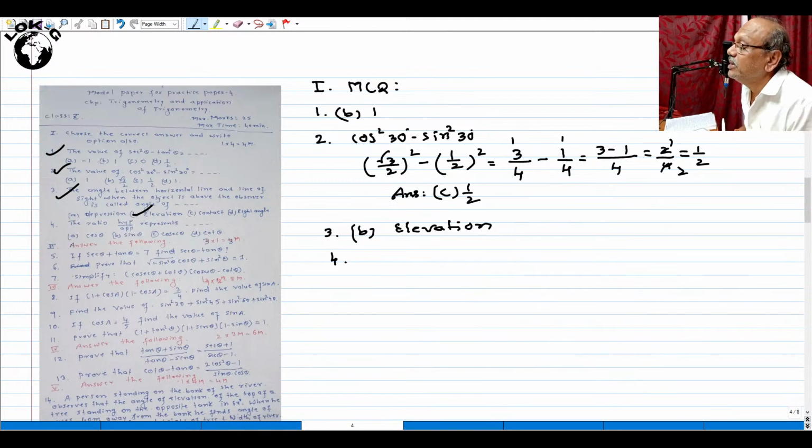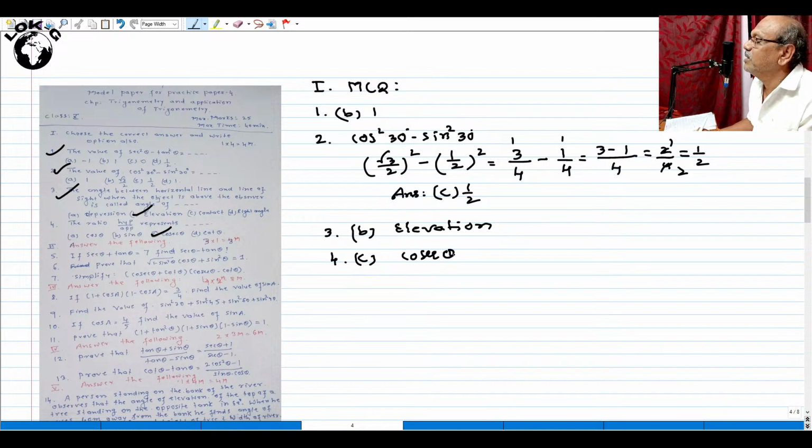Fourth one. The ratio hypotenuse upon opposite represents what? Hypotenuse upon opposite is cosec theta. Therefore, the correct answer is C, which is cosec theta. That completes the first part. You can score full marks here. Okay, the second main we will go to.